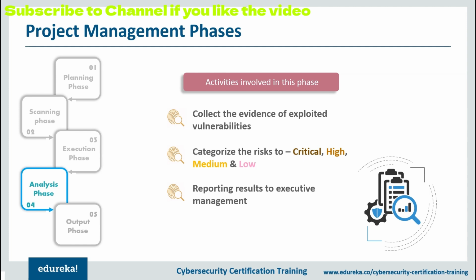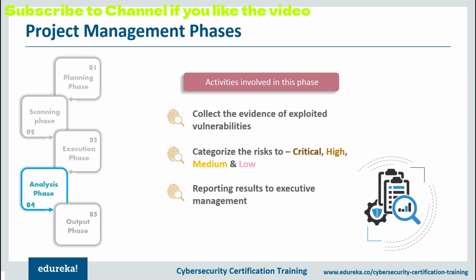So he basically categorizes the risk, as in he specifies if the risk is critical, high, medium, or low, as in the effect of that vulnerability on the system will be high, critical, medium, or low. Well, don't worry about it. In the demo part of the session, I'll show you this part and you'll understand it much better over there. So let's move on to the next phase, which is the output phase.